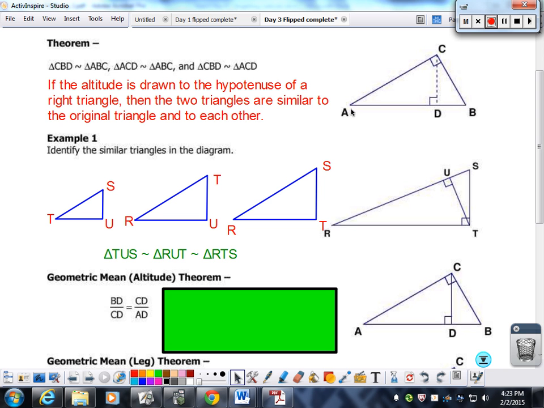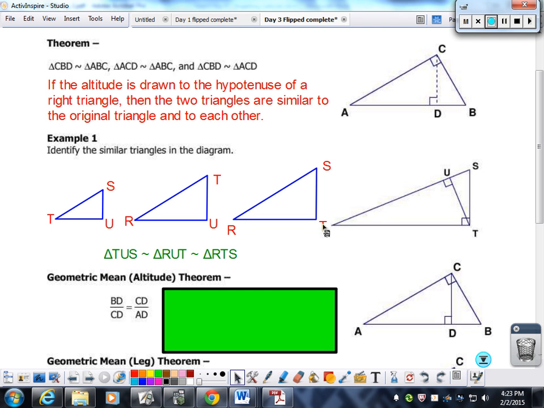So our original triangle, triangle ABC, we can see is a right triangle. Angle C is the right angle. If we draw an altitude CD from the right angle to the hypotenuse, we form a little triangle over here and a medium-sized triangle over here. All three of those triangles, the small, the medium, and our original triangle, will be similar, as you can see by the similarity statements here. Let's do an example of this.